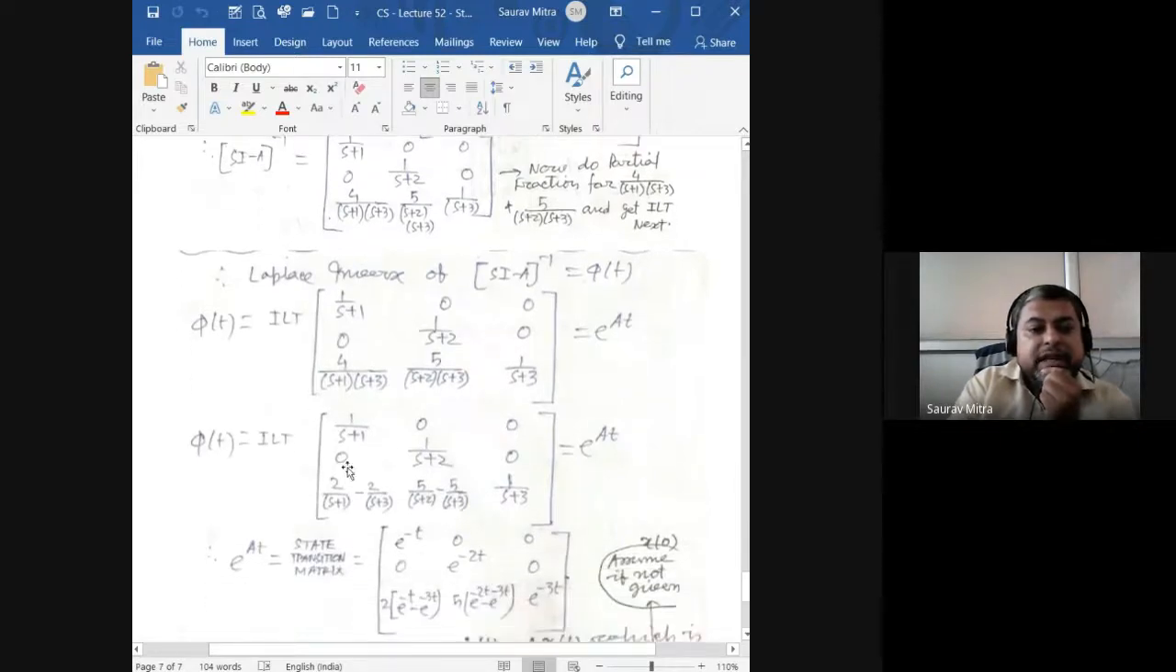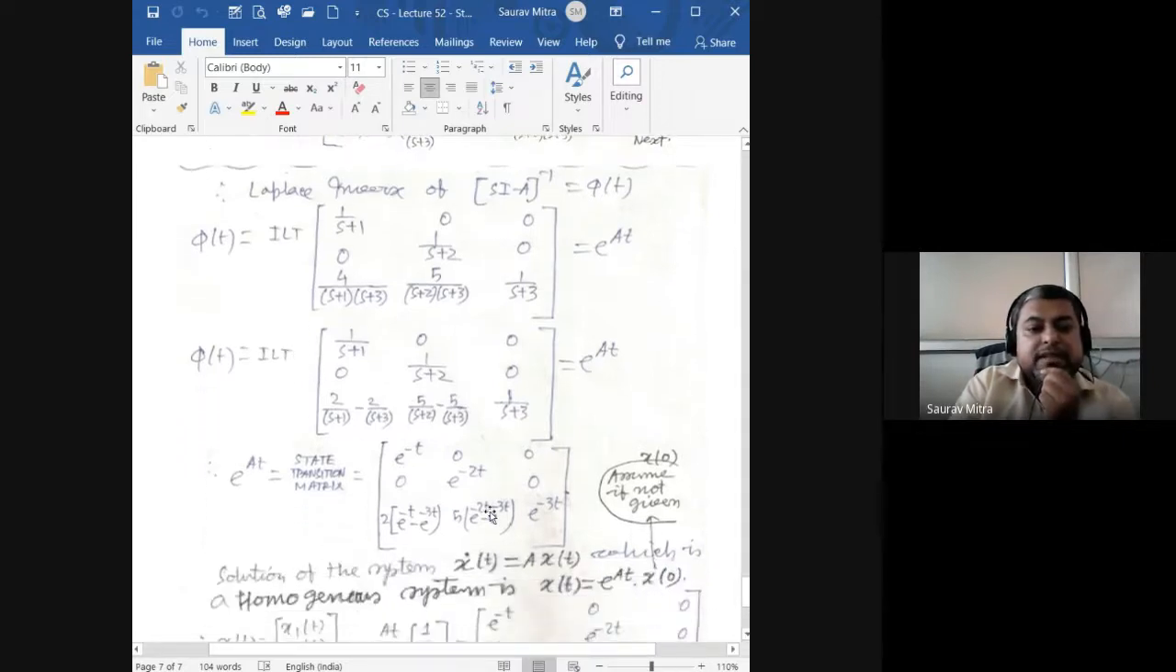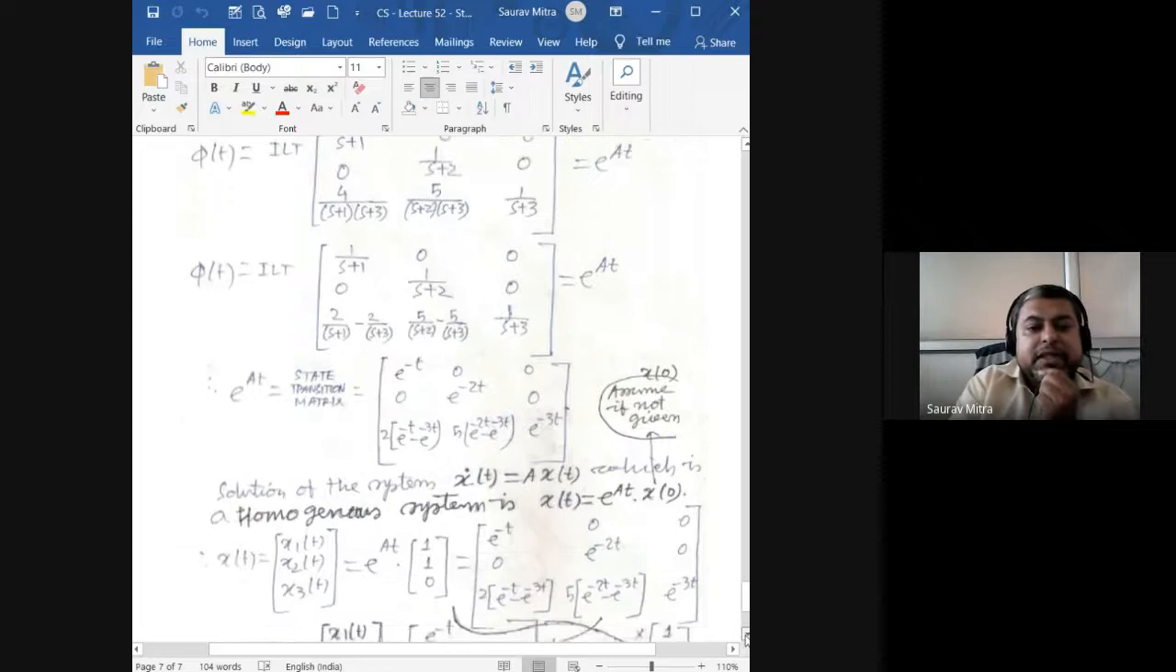So this is actually now sI minus A inverse. Take the inverse Laplace of that, and whatever you are finding below is called the state transition matrix. So 1 by s plus 1 means e raised to minus t. 1 by s plus 2 is e raised to minus 2t. 2 by s plus 1, so 2 e raised to minus t minus 2 e raised to minus 3t. Likewise, 2 is taken outside, 5 is taken outside, so e raised to minus 2t minus e raised to minus 3t. Likewise. And the last term 1 by s plus 3 is e raised to minus 3t. So whatever you are finding here is the state transition matrix e raised to At.